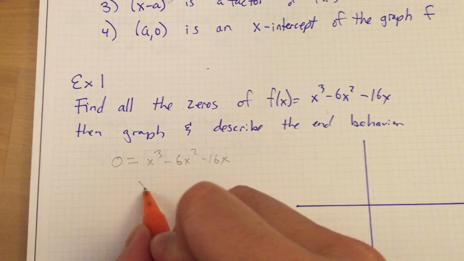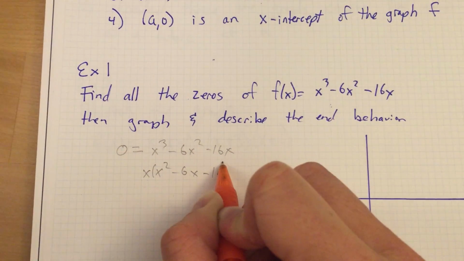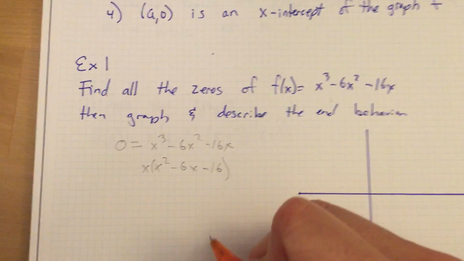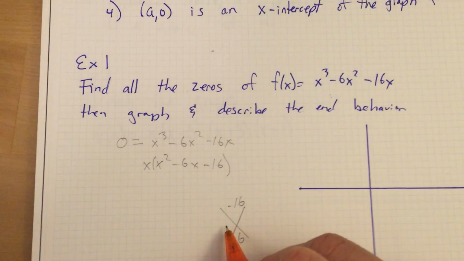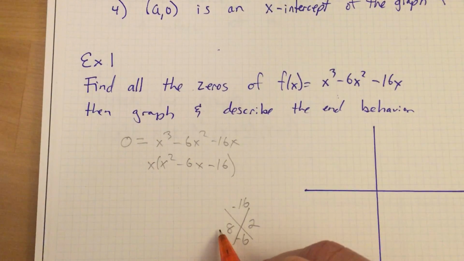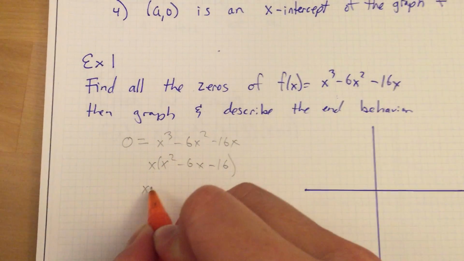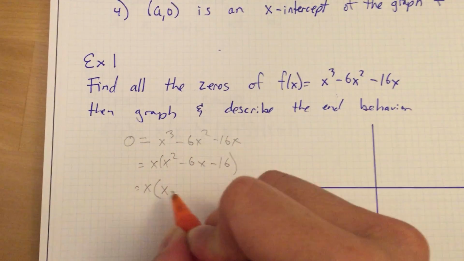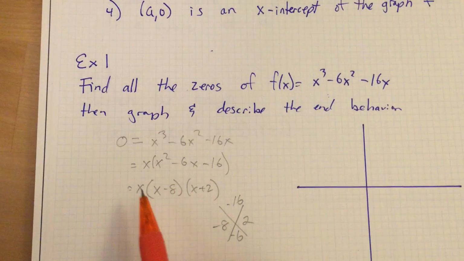So we're going to factor out the x. So we get x squared minus 6x minus 16. Okay, again, if you don't know what multiplies to 16 and adds to a negative 6, it's an 8 and a 2. The 8 being negative and the 2 being positive, so this becomes x times (x minus 8) and (x plus 2), right?